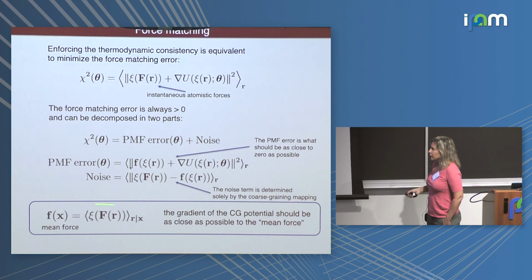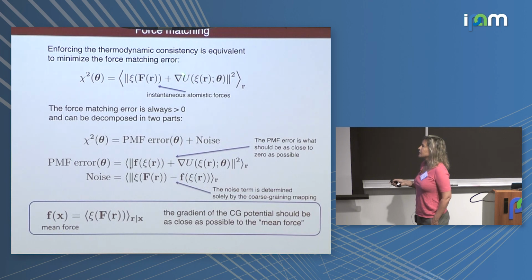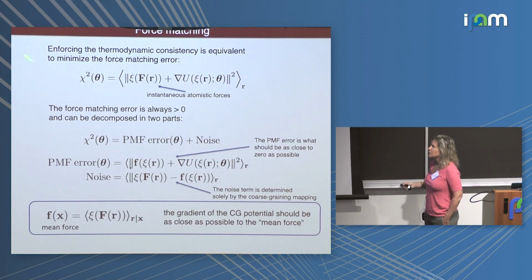This again is something that we cannot compute in practice, but what people have been doing so far is to use an explicit functional form for U with a lot of parameters, and then find the parameters minimizing this functional. And in this functional, F of r are the instantaneous atomistic forces. So assuming you know the atomistic forces at each configuration of the atomistic system, you can find the gradient of the potential, that is the potential, by minimizing this functional. But you need to have a functional form for U. And this is the problem. We don't have a functional form for U.